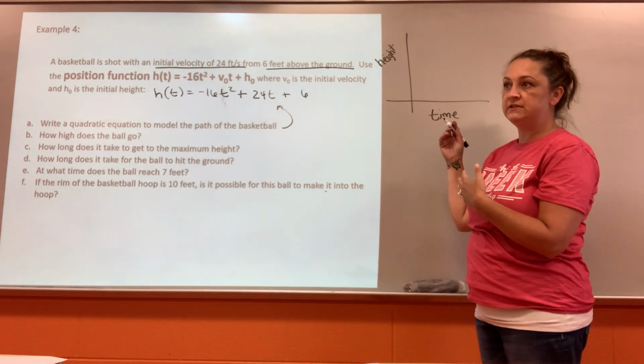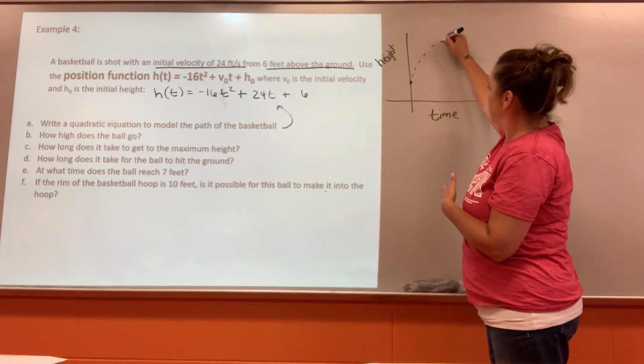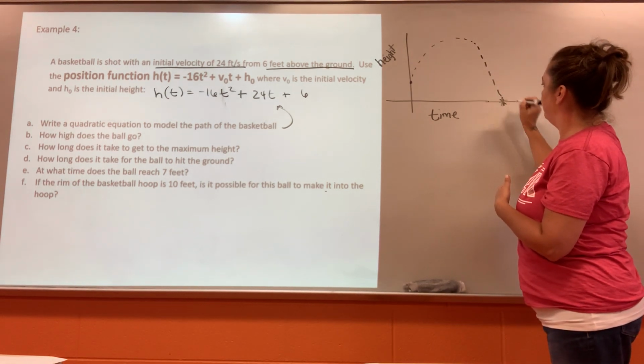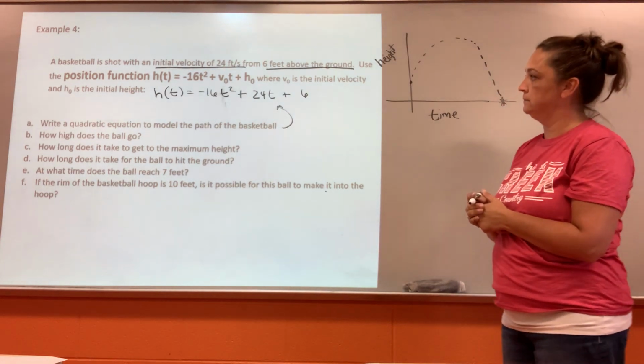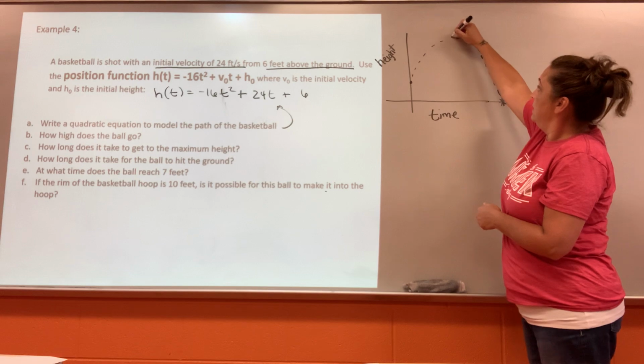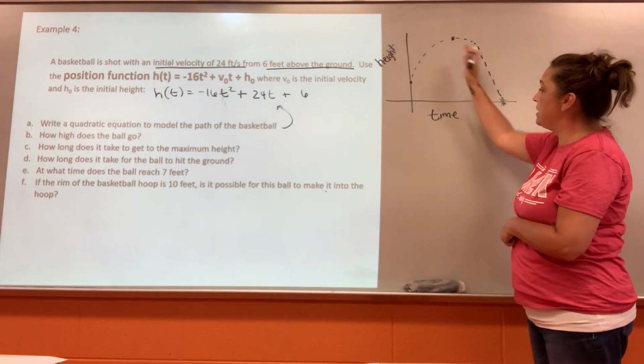It says that we start at 6 feet. So that person is 6 feet tall. And they throw the ball and then it lands over here. How high does the ball go? Maximum height is a vertex. We know how to find a vertex.